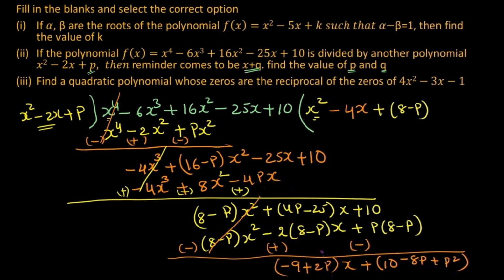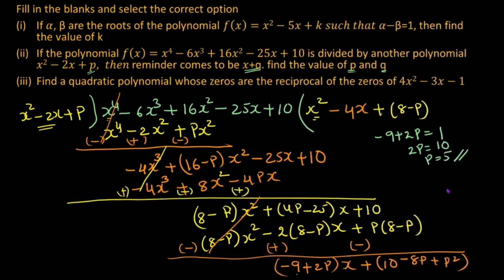If we compare this equation, what is said, the remainder is x plus q, right. So, the x coefficient here is 1, right. So, this must be equal to 1, right. So, if we compare the x coefficients, minus 9 plus 2p must be equal to 1. So, this is what the x coefficient is on here. And here x coefficient is minus 9 plus 2p. Okay. If you take the 2p equal to 10, and p equal to 5.